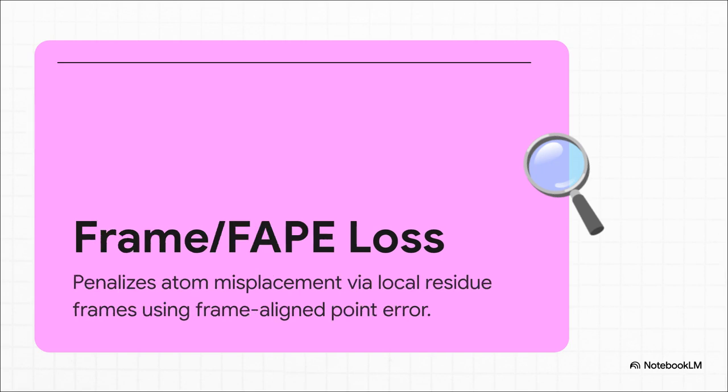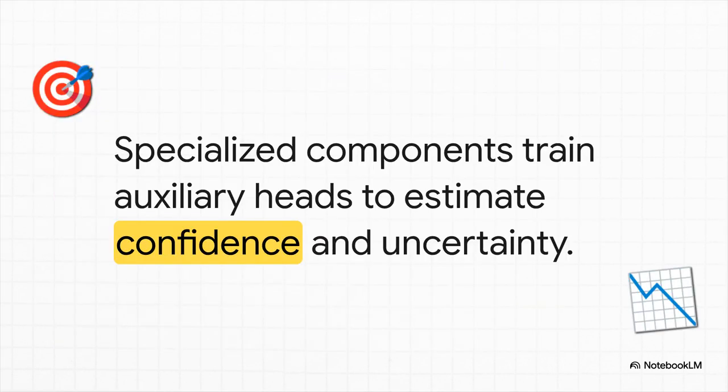Getting the distances right is great, but the atoms also have to be oriented correctly. That's where frame-aligned point error, or FAPE loss, comes in. This signal heavily penalizes the model if it misplaced atoms within their local residue frames. Think of FAPE loss as a rigorous, unforgiving teacher, forcing the model to be incredibly precise right down to the atomic level.